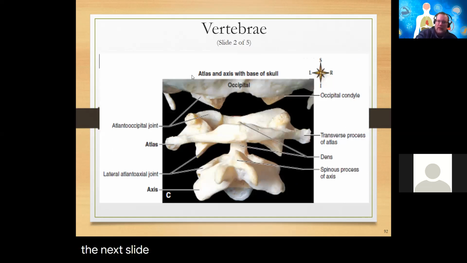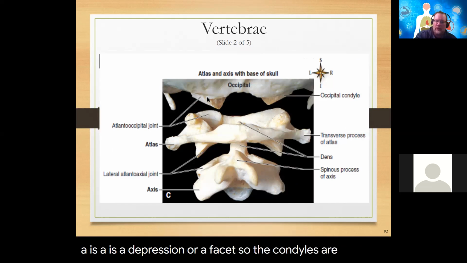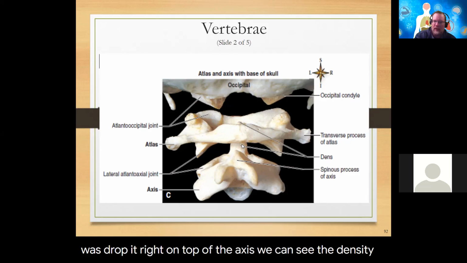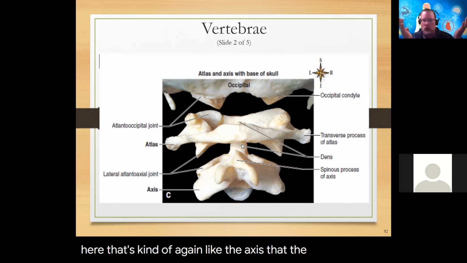So we go to the next slide and we can see the occipital bone sitting right on top. These are the occipital condyles, little bumps. They fit into these grooves, probably called fossas. A fossa, F-O-S-S-A, is a depression or a facet. So the condyles, the bumps, will fit into the grooves. That forms a joint, the atlanto-occipital joint. So we've got this big ball, the skull, connected with the atlas vertebra. Then we just drop it right on top of the axis. We can see the dens here. That's kind of, again, like the axis that the skull is rotating on. All right.